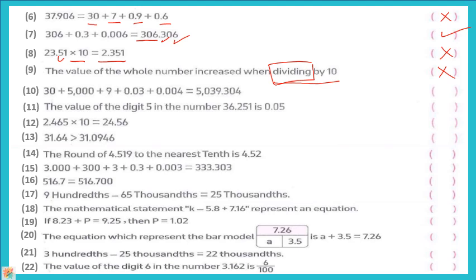Number 10. Let's check whether the expanded form is the standard one or not. 3 in tens. 3 in tens, yes, right. 5 in thousands, yes, it's right. 9 in ones, yes, it's right. Here 3 in hundreds, so this 3 in tens, so this one is wrong. Okay. The value of the digit 5. Where is the 5 standing here? In the hundredths, so it will be 0.05.